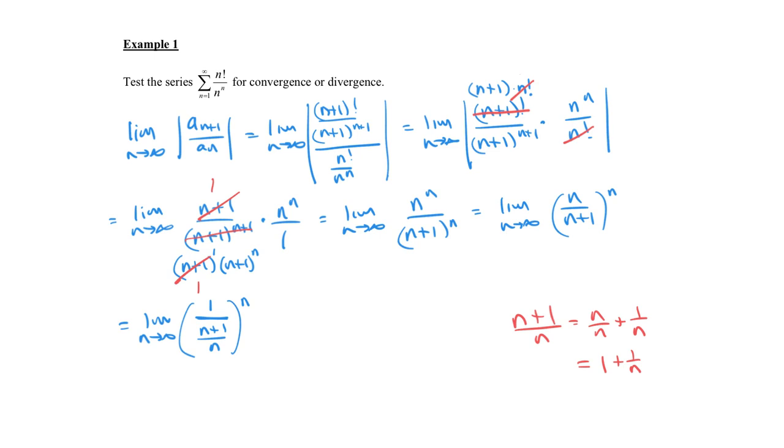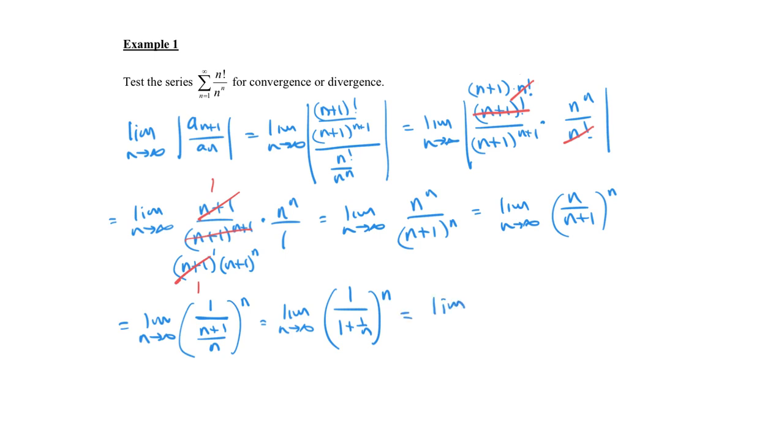So really what we've got here is the limit as n approaches infinity of 1 over 1 plus 1 over n. Okay, and now with this numerator of 1, we can write it this way. We can say this is equal to the limit as n approaches infinity of 1 to the n over 1 plus 1 over n to the n. Right, we can break these up, just the opposite of here.